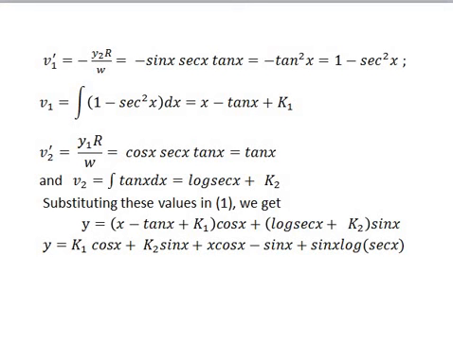Substituting these values in equation 1, we get y = v1(x), which is x − tan x + k1, into y1, that is cos x, plus v2(x), which is log sec x + k2, into y2, that is sin x. Therefore, y = k1 cos x + k2 sin x + x cos x − sin x + sin x log(sec x).